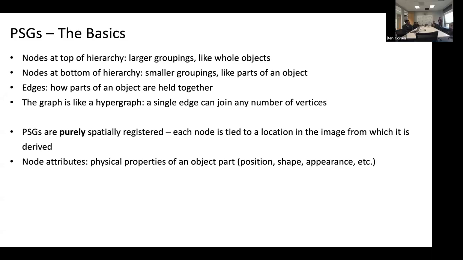It's very important to note that these graphs are spatially registered. So every node in the graph is tied to a specific location in the image from which it's derived. And the node attributes basically describe the physical characteristics of that object: the position of that object, the shape and the appearance, the color, and stuff like that. Just to be clear, this is a location in the image, not a location in 3D space? Yeah, it's a location in that image frame.